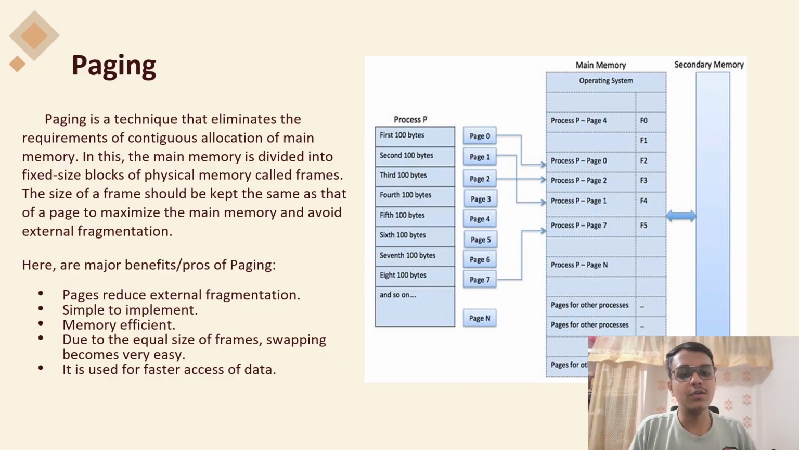another terminology called paging. Paging divides memory into fixed size blocks called frames and pages. Key advantages of paging are that it reduces external fragmentation, simplifies memory allocation, makes swapping easier, and boosts data access speed. Because all the pages and frames are small in size, it keeps memory management simple and fast.